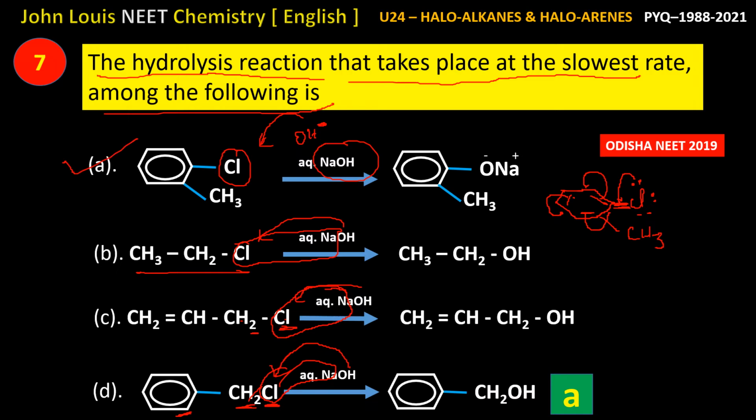The hydrolysis reaction that takes place at the slowest rate among the following is option A. Why? Because chlorine is directly bonded to the benzene ring. Here, the 3 lone pairs of electrons in chlorine are in conjugation with the pi electrons in benzene, and thereby it creates a partial double bond between benzene and chlorine. Therefore, this bond becomes stronger, and hydrolysis takes place slowly. Hope you understood this.